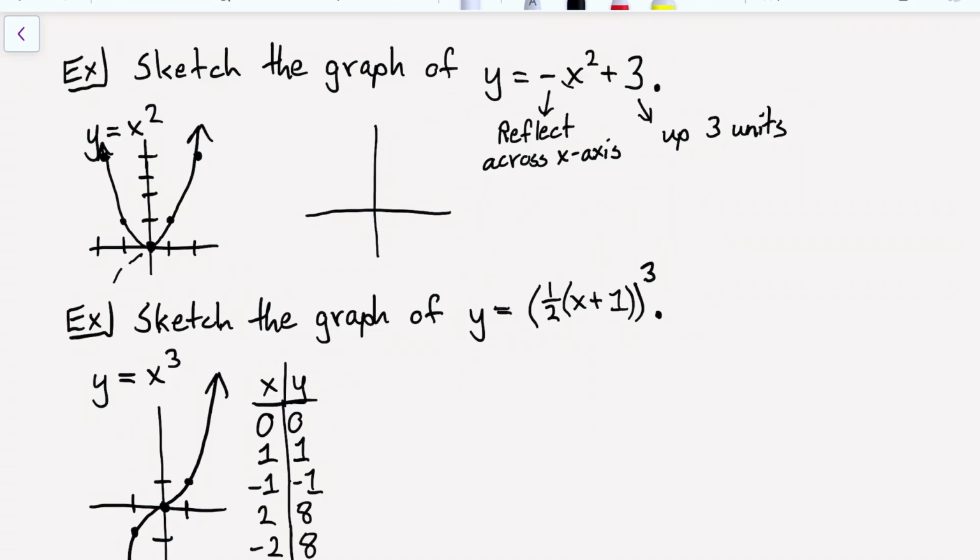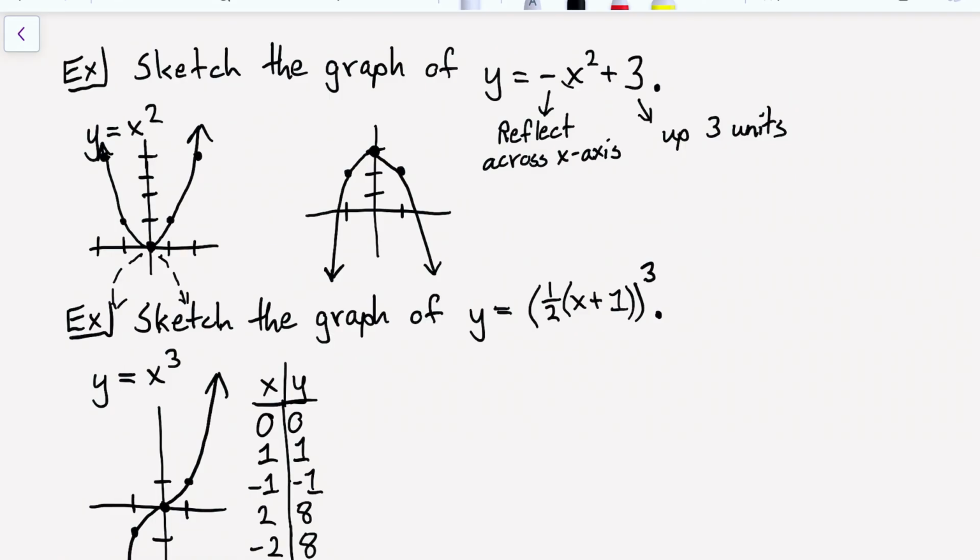Let me visualize that on this original graph. If I do a reflection, I'll have a parabola that's going downwards from (0, 0). And then I'll take every point and move it up 3 units. So instead of a vertex at (0, 0), I have a vertex at (0, 3). I think we'll end up with a point here, a point here, and so on. This is enough to provide a rough sketch of this graph.